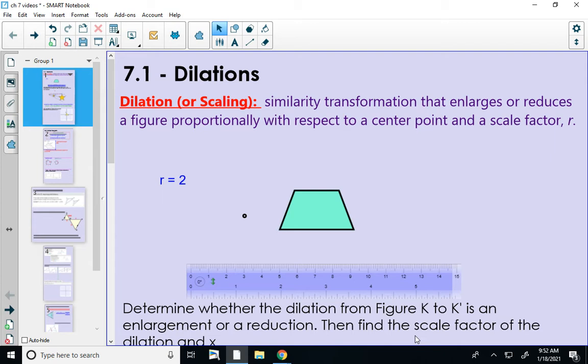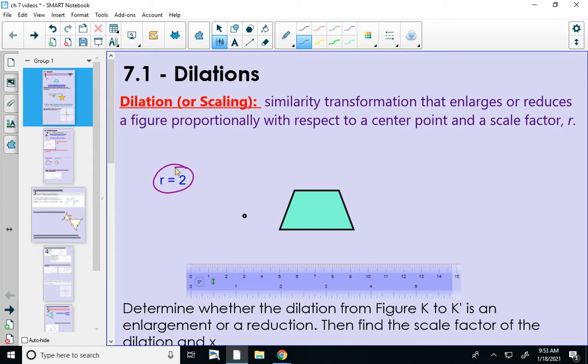The scale factor is usually given by a lowercase r. So in this case, r, our scale factor is 2. That means that this figure is going to get twice as big. If the scale factor were 3, it'd get 3 times as big. If the scale factor were 1.5, it would get 1.5 times bigger. Scale factors can also shrink an object. So if I had a scale factor of less than 1, let's say my scale factor were 0.5, then my new image would only be half as large.